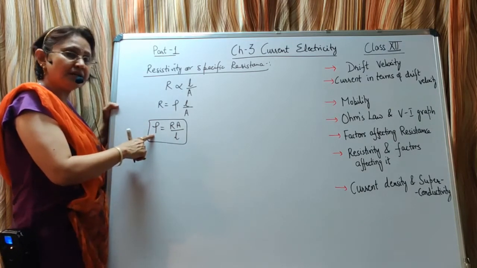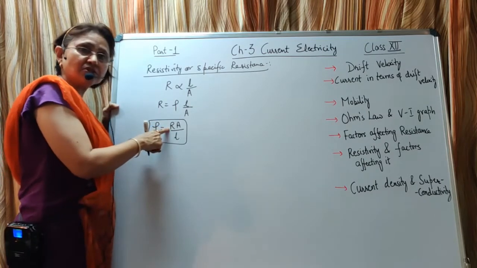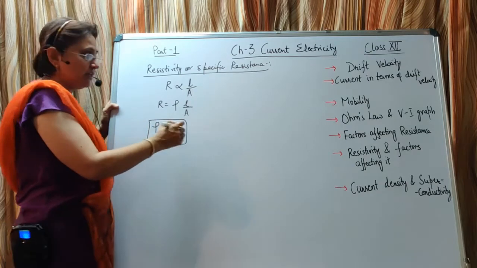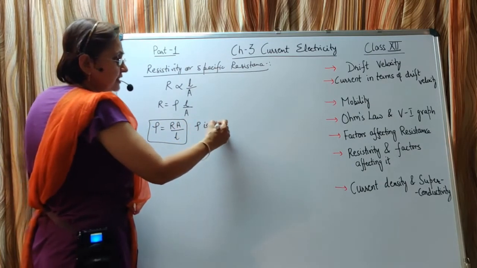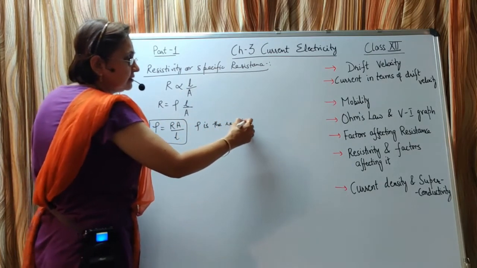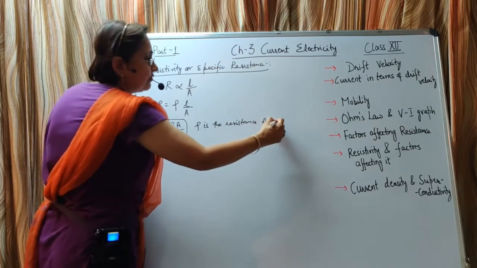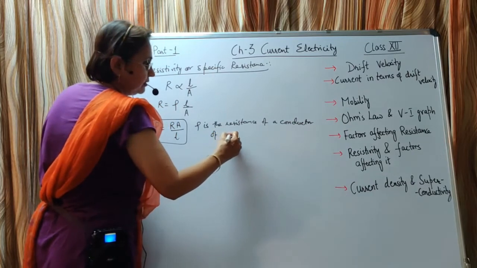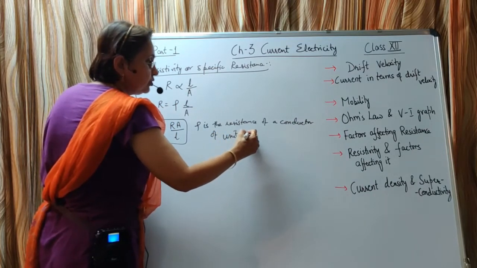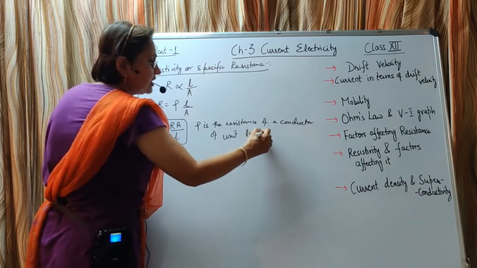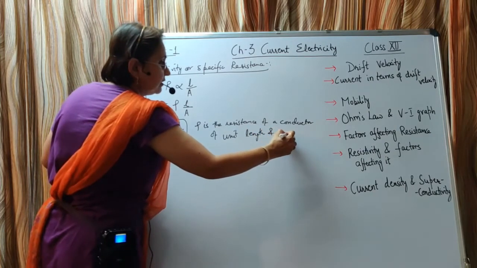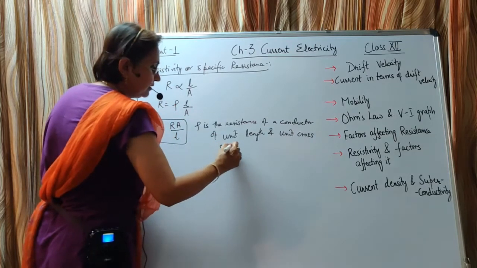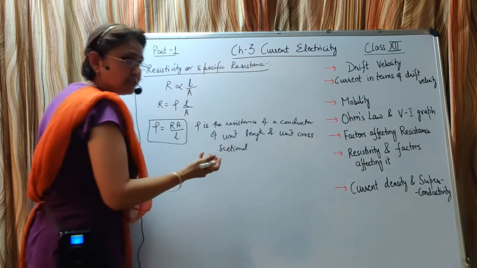Now how can we define resistivity? It is the resistance of a conductor of unit length and unit cross-sectional area. So rho is the resistance of a conductor of unit length, that is, whose length is unity, and unit cross-sectional area, that is, it is a unit cube.